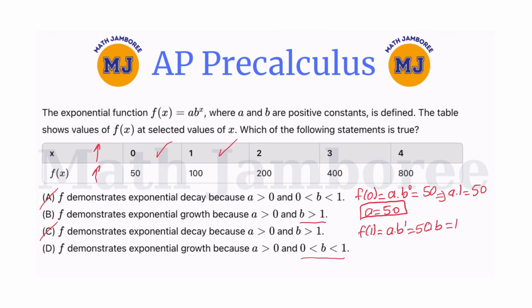is equal to 100. To get the value of b, I'm going to divide both sides by 50. So b is 2. So b is greater than 1, not between 0 and 1. Therefore, the correct answer is choice B for this question.